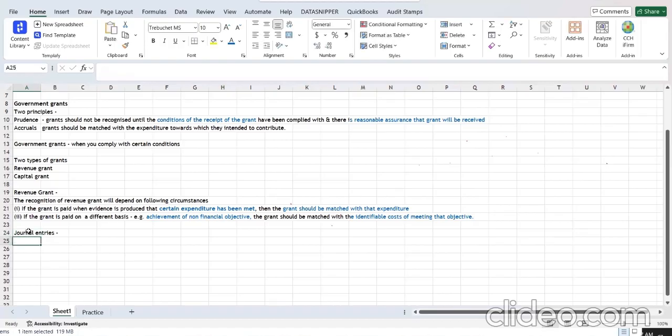So like the journal entries. Whenever you are receiving the grant, if it's already received, you'll debit your cash. Okay, and now what should I credit? In this case, I have two options. Either I can credit my government grant income account, or my deferred income account.